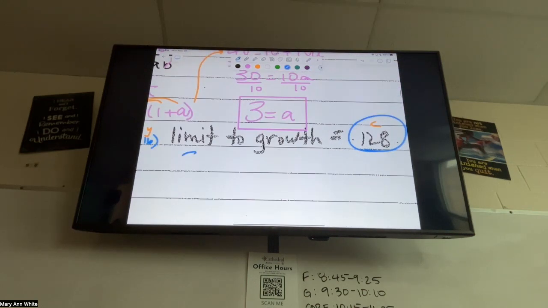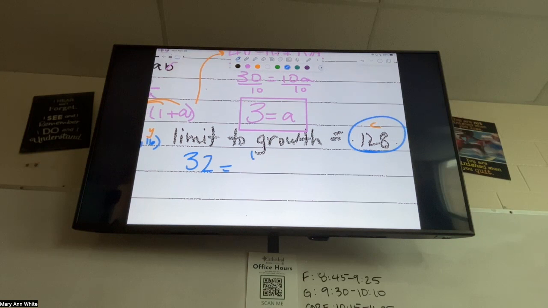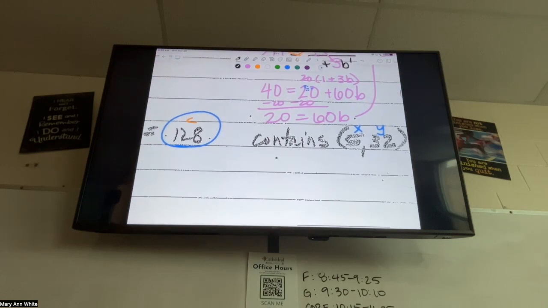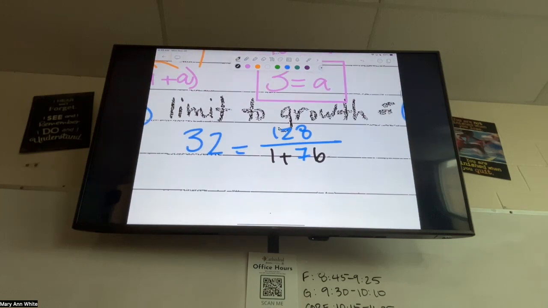It's going to be 32 is equal to 128 over 1 plus that A was 7, we just found, times B to the, in this case, it's to the 5th. Anyone confused on how I set this next equation up? Okay. So now I'm going to solve, and I'm going to immediately have to do my, yes, Chase.